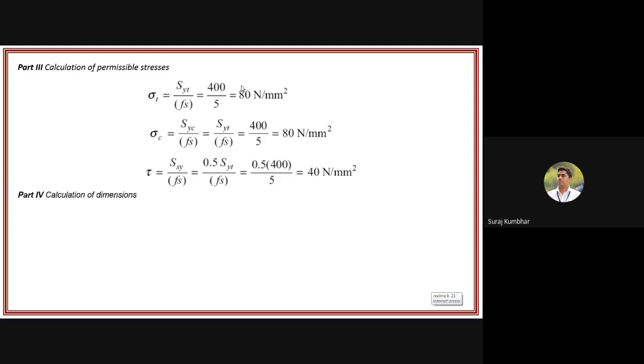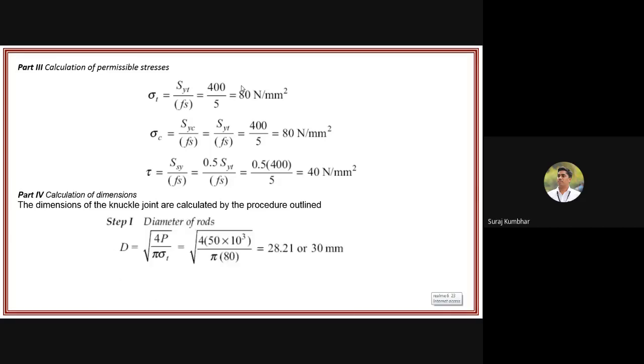Now part 4: the calculation of dimensions. The dimensions of the knuckle joint are calculated by the procedure we have already seen. Step one, we need to find the diameter of the rod. The formula is capital D equal to square root of 4P upon pi into sigma t. The axial tensile force is 50 into 10 raised to 3, divided by pi into sigma t, which is 80. So capital D is equal to 28.21, or 30 mm. We will select 30 mm. This is the diameter of the rod.